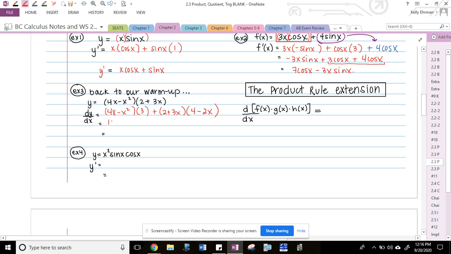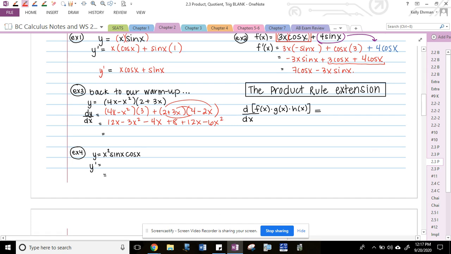Distributing is my next step. 12x minus 3x squared, plus, we're going to have to FOIL this together. Instead of plus, I've got 2 times negative 2x is minus 4x. Oh, why did I do that first? I don't know. Plus 8. I guess I could have had plus 8 right there. Plus 12x minus 6x squared. Kind of went out of order there.